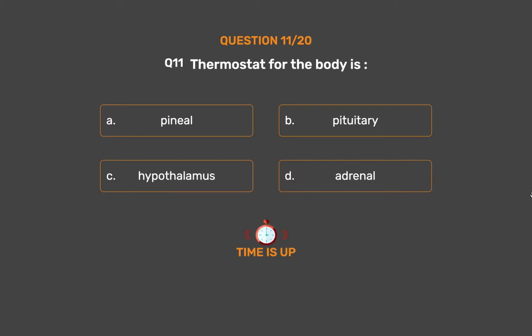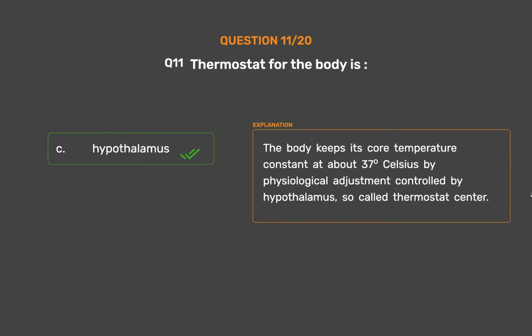The correct answer is Option C. Hypothalamus. The body keeps its core temperature constant at about 37°C by physiological adjustment controlled by the hypothalamus, the so-called thermostat center.